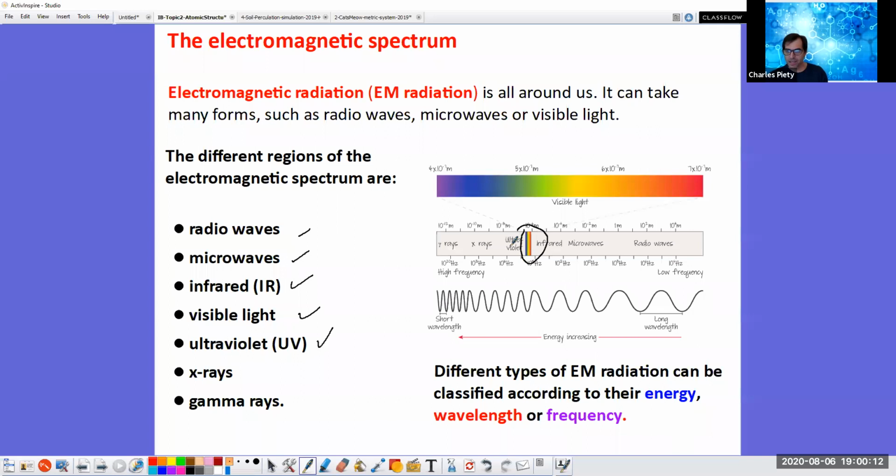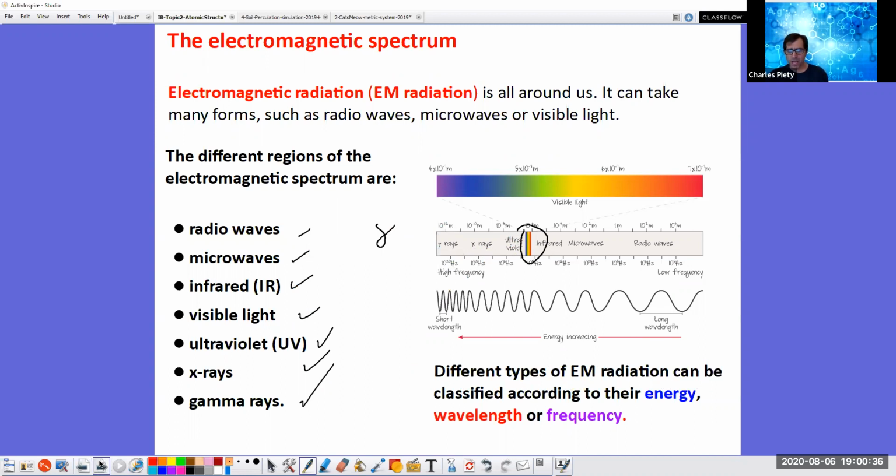Ultraviolet, the next higher up. X-rays, higher than that. And then gamma rays. I think I pointed to this before. This is the Greek symbol for gamma. Okay, so different types of electromagnetic radiation can be classified according to their energy, wavelength, and frequency.